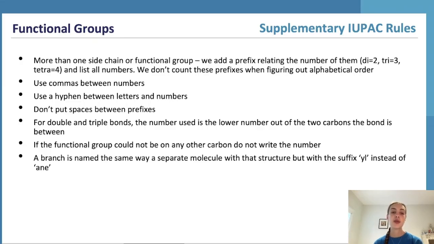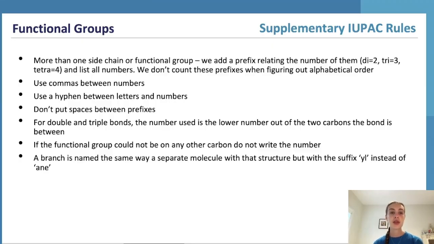Then when we're looking at double and triple bonds, alkenes and alkynes, the number used to name where the double or triple bond is located is going to be the lower number out of the 2 carbons that the bond is between. For example, if the double bond is between the first and second carbon, you would name it as being at the first carbon. If it was between the 4th and the 5th carbon, you'd say it's at the 4th carbon. If it was between the 2nd and the 3rd, you'd say that's at the 2nd carbon. So it's always going to be the lowest number between the 2 carbons.